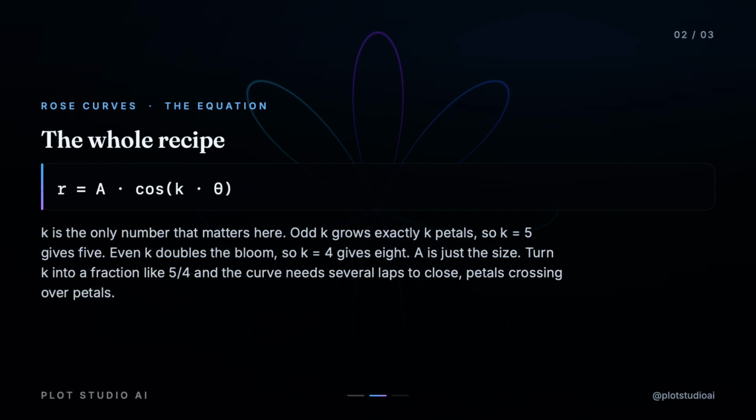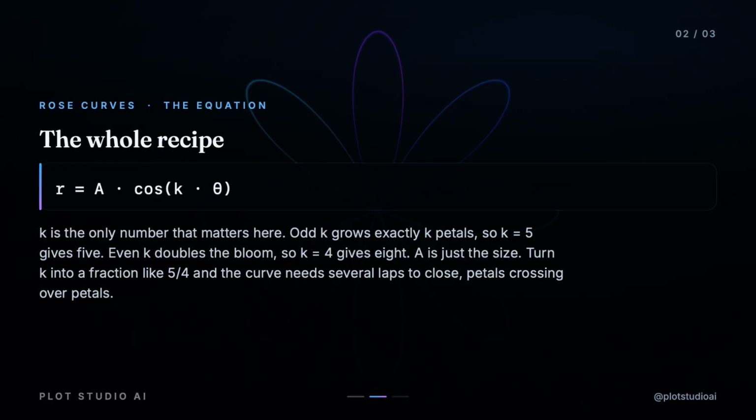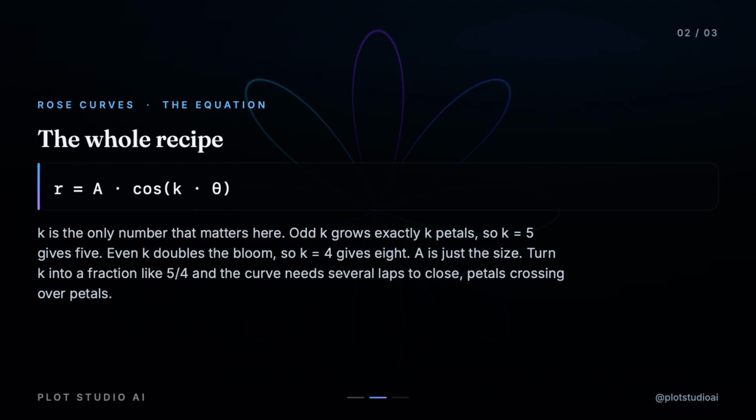Odd K grows exactly K petals, so K equals 5 gives 5. Even K doubles the bloom, so K equals 4 gives 8. A is just the size. Turn K into a fraction like 5/4 and the curve needs several laps to close, petals crossing over petals.